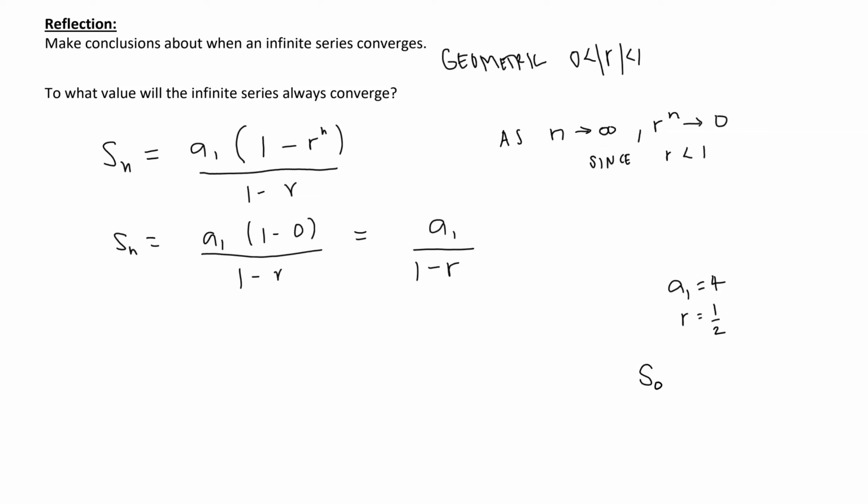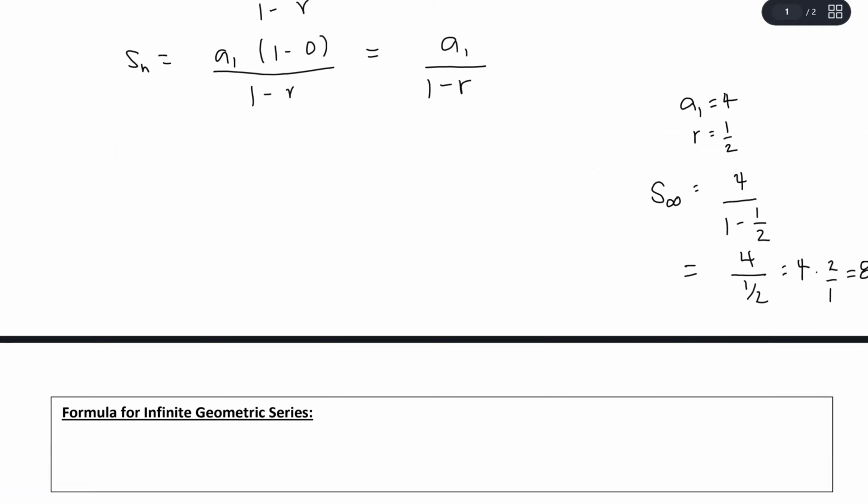So to calculate the infinite sum for this one, we'll say 4 over 1 minus a 1/2. This is how you would calculate this. 1 minus a 1/2 is a 1/2, so that'll be 4 times 2 over 1, which is 8. Good.